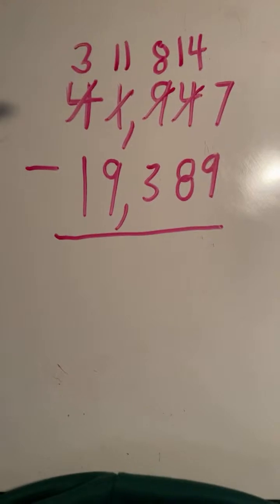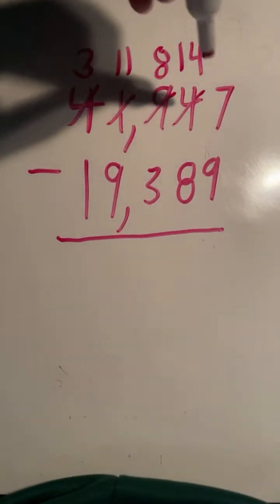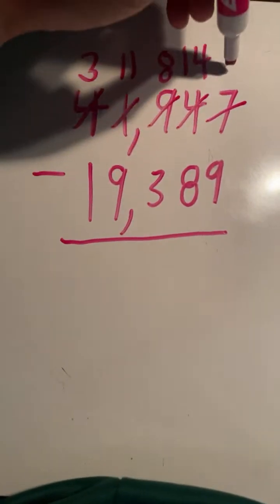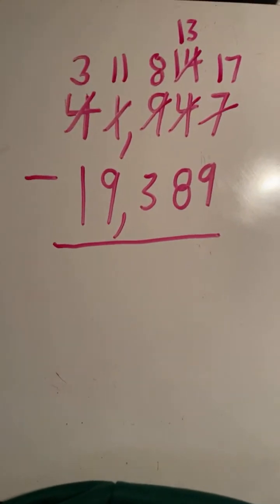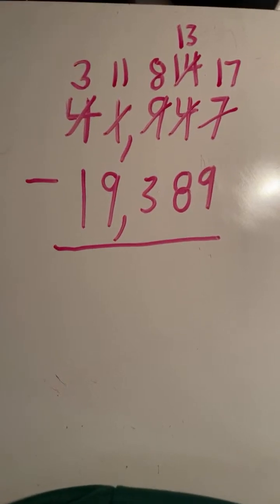Now in the ones place, you cannot start out with 7 and take away 9. So we have to take a 10 from the tens place. The 7 becomes a 17. And then the 14 becomes a 13. All right, and now we are ready to subtract.